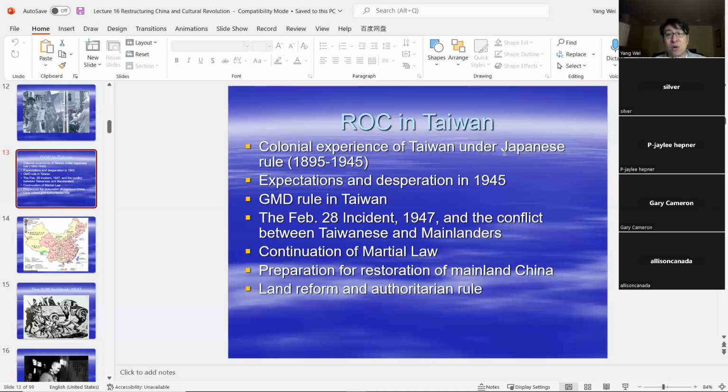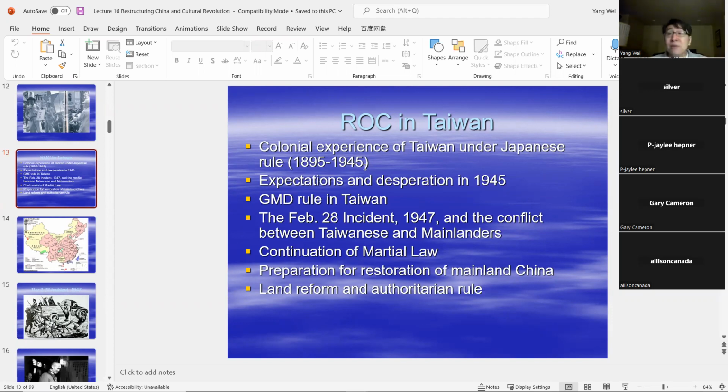So the colonial experience of Taiwan under Japanese rule was from 1895 to 1945. Okay, so during this time period, although the majority of the population in Taiwan were Chinese descendants, they received a colonial education and a colonial rule by Japan, right? This situation is sort of similar to Okinawa, right? We know that Okinawa became Japan's colony in the 1870s, about 20 years before Taiwan. So Japan sort of maintained the same colonial rule in both Okinawa and Taiwan.